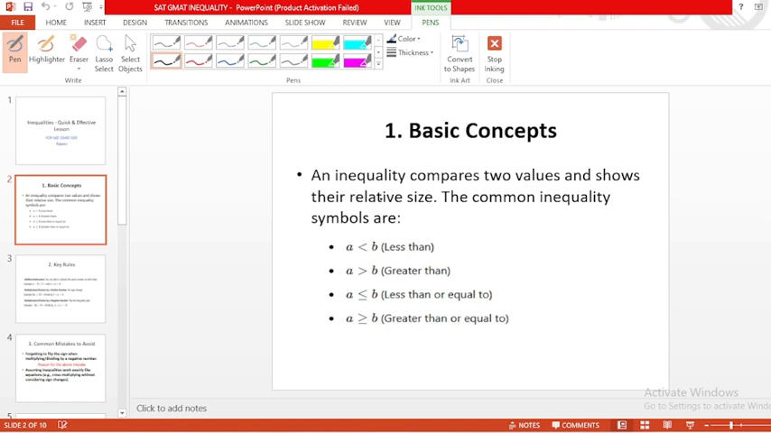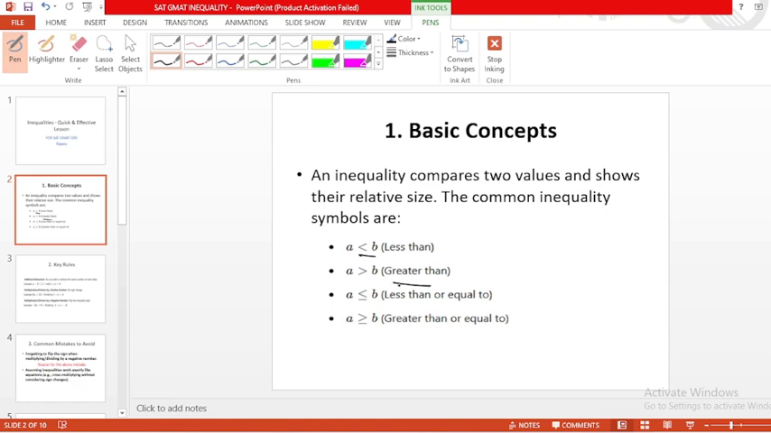An inequality compares two values and shows the relative size. The common inequality symbols are as below. What is this? A is less than B. This sign indicates A is less than B. This is A is greater than B. Just a recap of the school things.